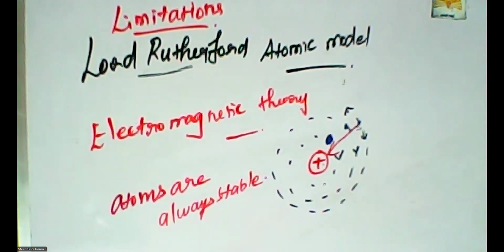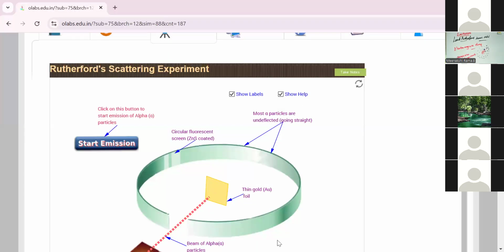Okay. So first, what we understood: the discovery of the nucleus, how the alpha particles are deflected with the help of the gold foil, the details about Rutherford's atomic model, and the limitations of Rutherford's model. And the next one is the Bohr model of the atom. Okay, before that I'm going to show a simulation for you. Yeah. This is the Rutherford scattering experiment.